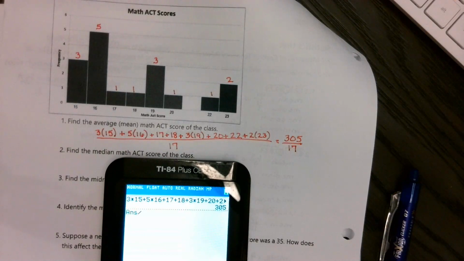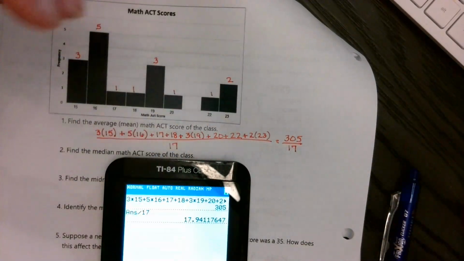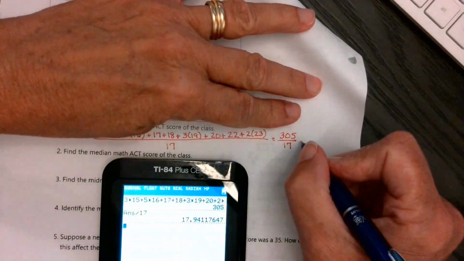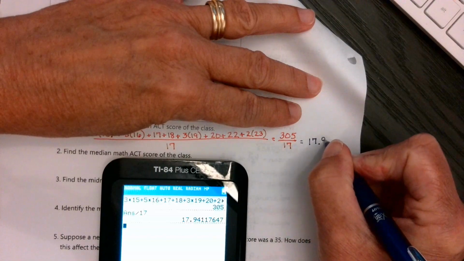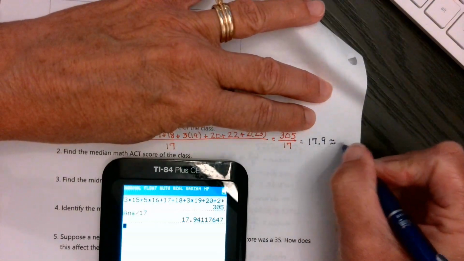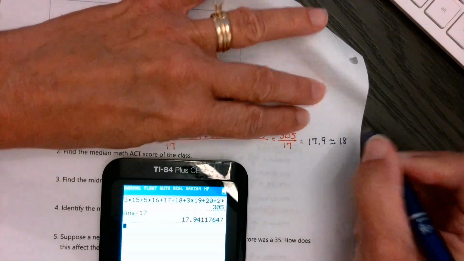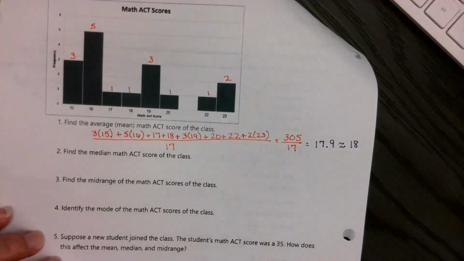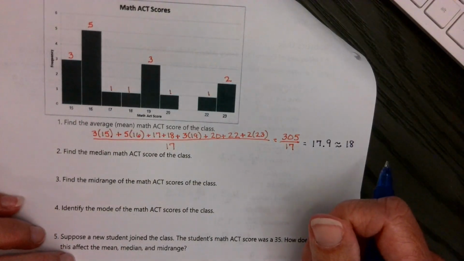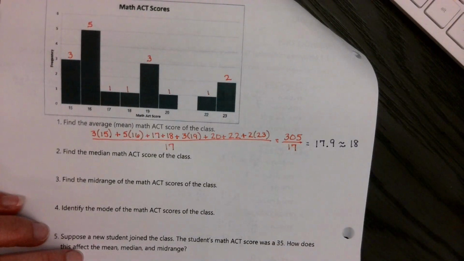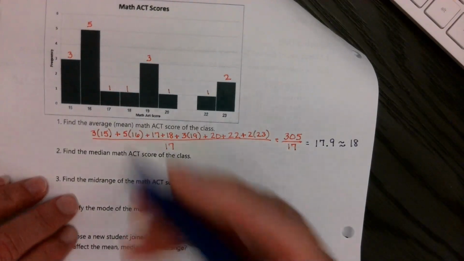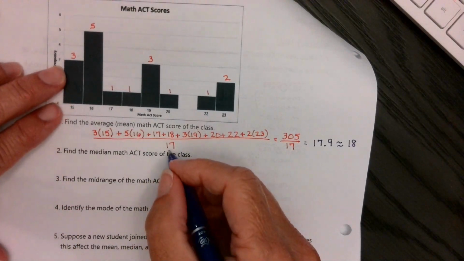Now we're going to divide it by 17. Got 305. And the average was about a 17.9, which is, in ACT terms, an 18. Okay? Oh, the median. God, we got to list out 17 of them. You really don't have to. You can get to the halfway mark and be done with it, but at least it's odd.